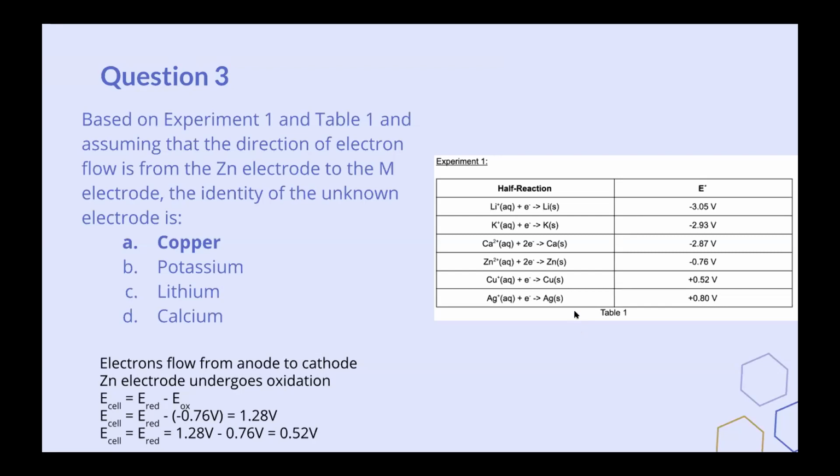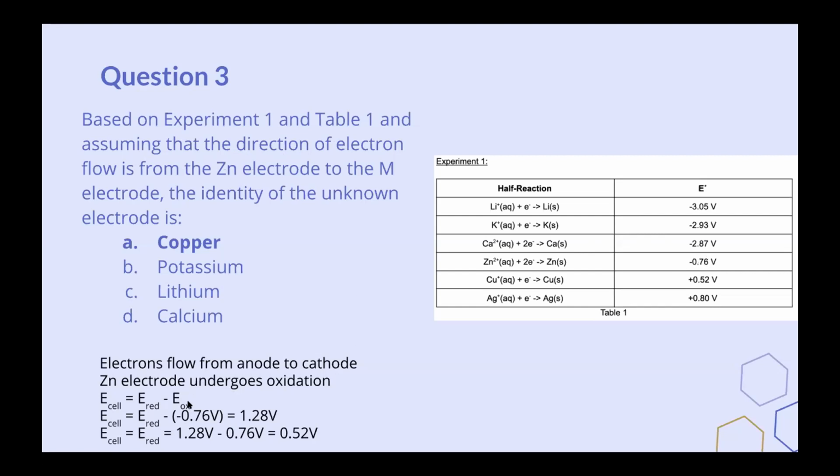You have the value for E oxidation because the question is telling you here that the direction of electron flow is from the zinc to the M electrode. By saying this, they're telling you that the zinc electrode is the anode because it's undergoing oxidation. So you have E sub oxidation, which is, where is it? Oh, negative 0.76 volts.